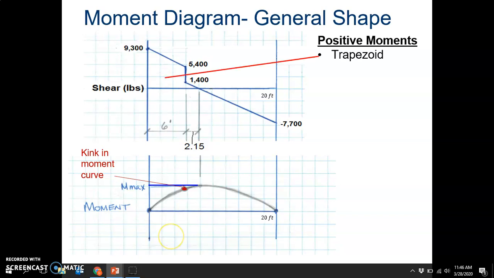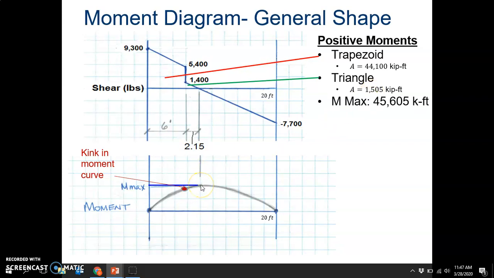So, our positive moments are going to be from this trapezoid right here. We calculated the area to be 44,100. Again, I wrote kips, this should be pounds. No, I'm not changing it. So right here is 44,100 pound-foot. Then we have a little kink from one curve to the next curve. But this little area right here, the area of the triangle, is 1,505 pound-feet. And we're going to be adding to this. So we're starting at 44,100 and then we're adding 1,505. And that's going to give me my maximum moment.